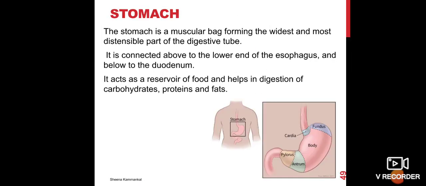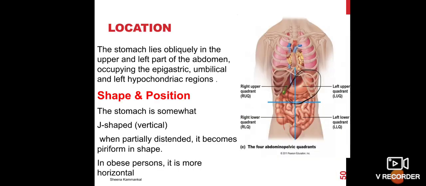The next structure is the stomach, which is present below the diaphragm. It is a large muscular bag which collects the food material. It is the widest part of the total digestive tube. It is connected above with the esophagus and below with the duodenum. Duodenum is the first part of the small intestine. It acts as a reservoir of the food and helps in the digestion of carbohydrates, proteins, and fat.